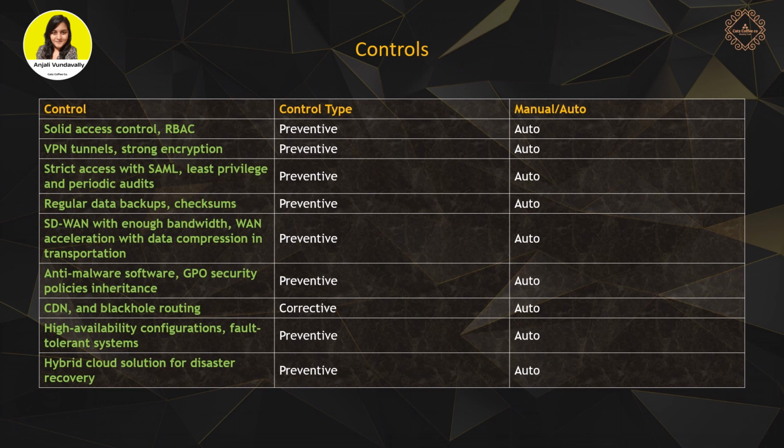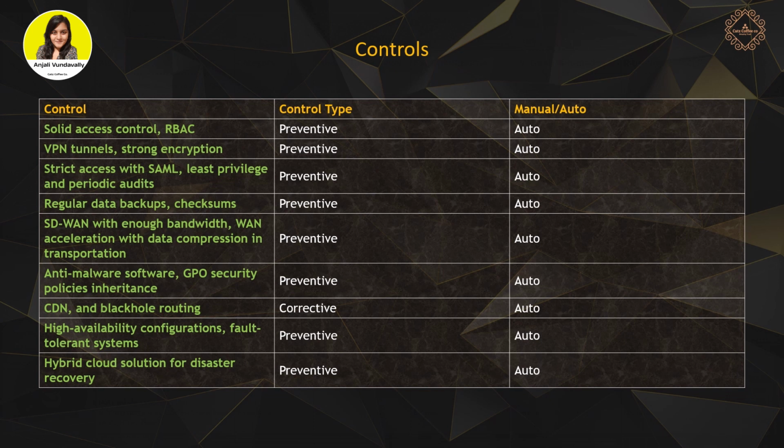The first control here is solid access control and RBAC. It can prevent unauthorized access to ERP, CRM, and monitoring systems. It's a preventive control type. Moving on to the next one, VPN tunnels as well as strong encryption can prevent the interception of data between the coffee shop and the headquarters office. The next is strict access with SAML, where least privilege can prevent compromise of vendor or partner access.